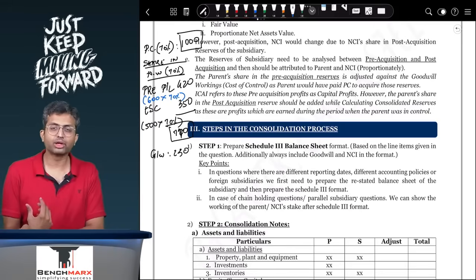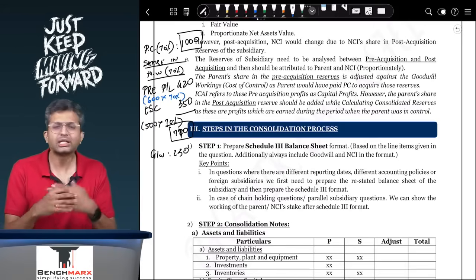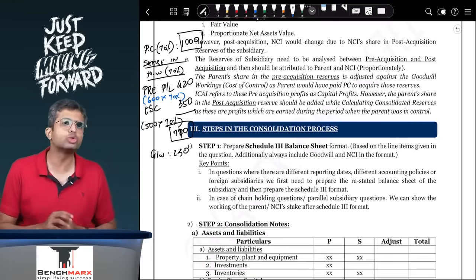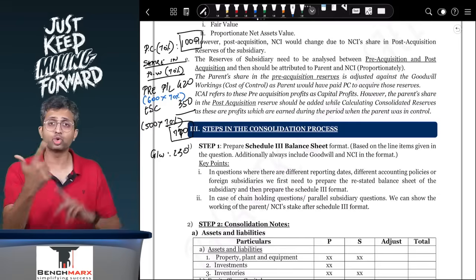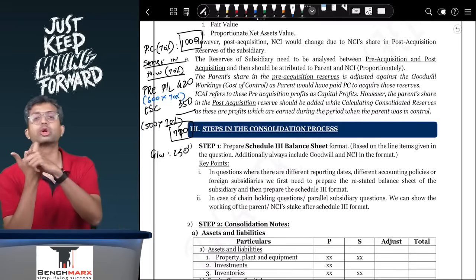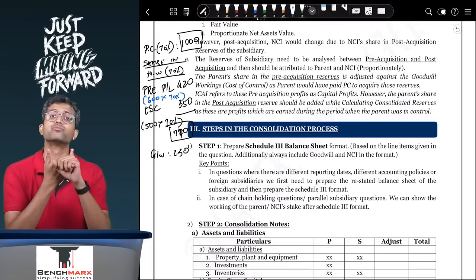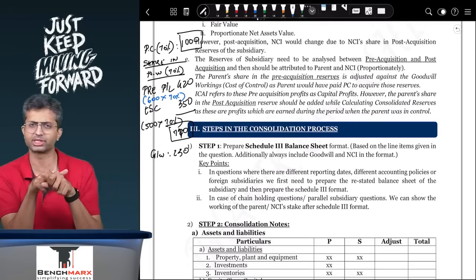Next, you will prepare 3 working notes. Typically, every working note should take around 8 to 10 lines in the exam. Working note number 1, consolidated other equity. Working note number 2, cost of control or the goodwill statement. Working note number 3, the minority interest or non-controlling interest, as the case may be.